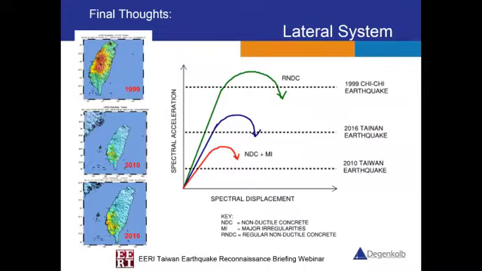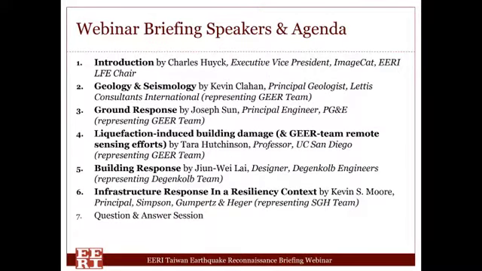Kevin Moore, principal of Simpson, Gumpertz, and Heger in San Francisco, and he's going to talk about the infrastructure response in a resiliency context. Thank you.